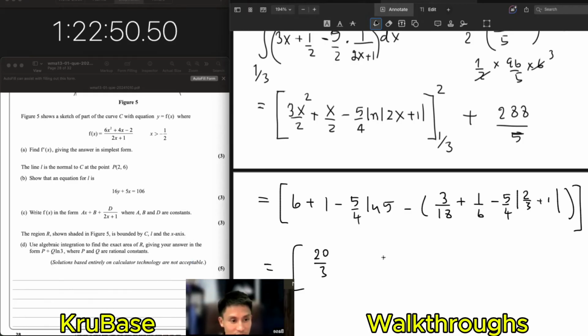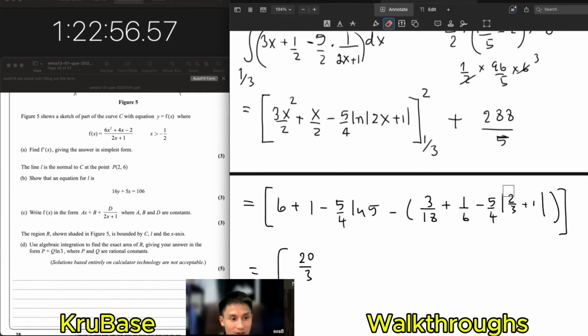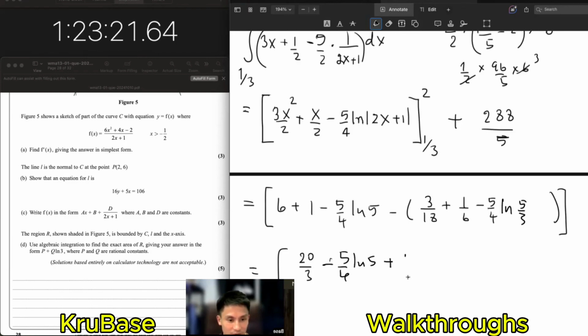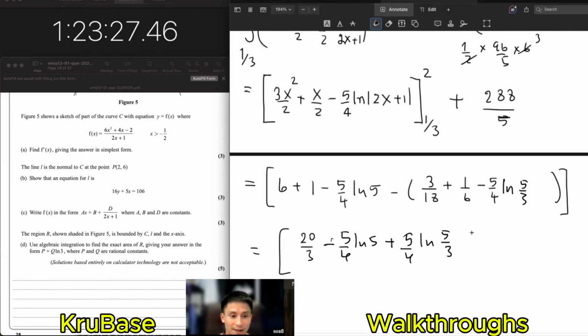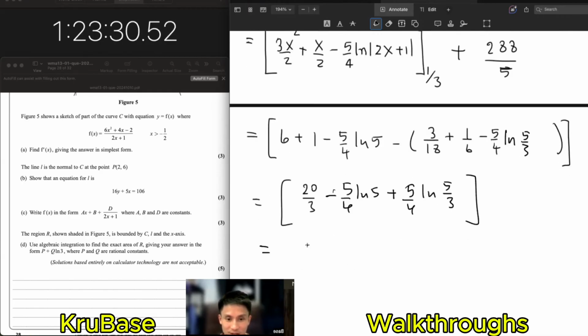And then the ln part is a bit tricky. Uh-oh, I forgot to write ln here. So wait, this is 2/3 plus 1. It's 5 over 3, yeah? 5 over 3, remember that? So I'm just going to change to ln 5 over 3, right? Okay, so what is this? This is minus 5 over 4 ln 5 and minus minus, so that is a plus, right? 5 over 4 ln 5 over 3. Horrible. Okay, but that's fine because we got that.